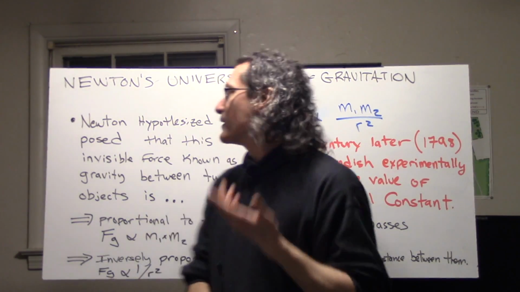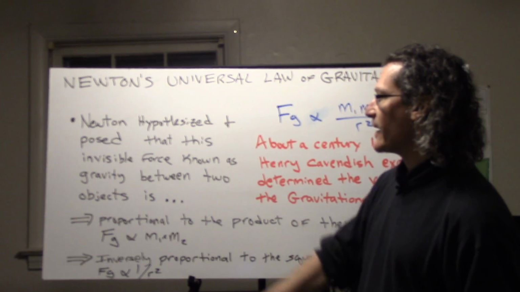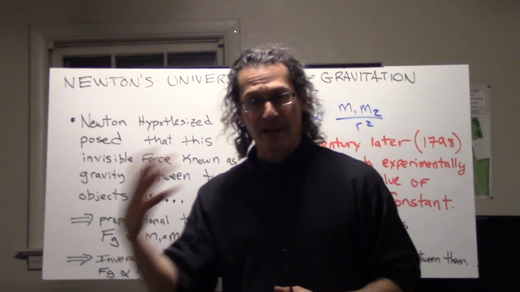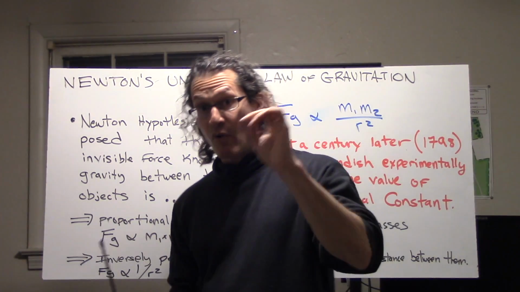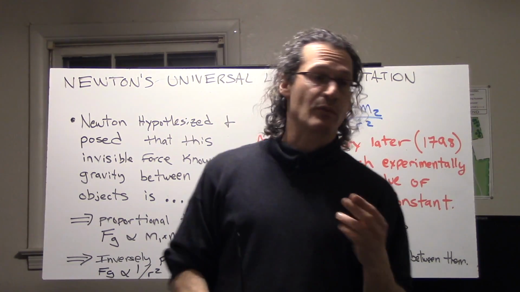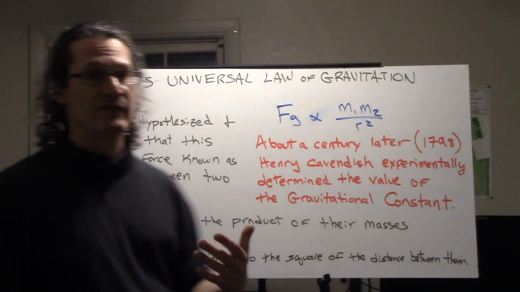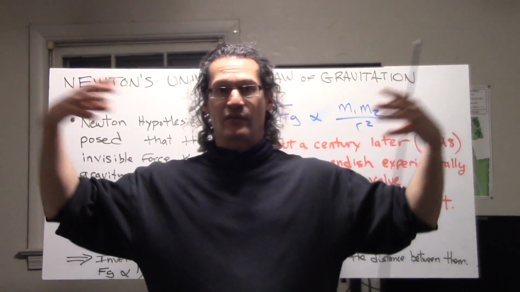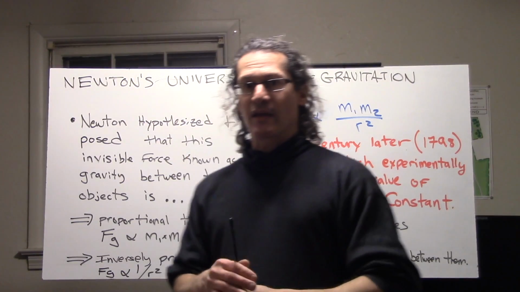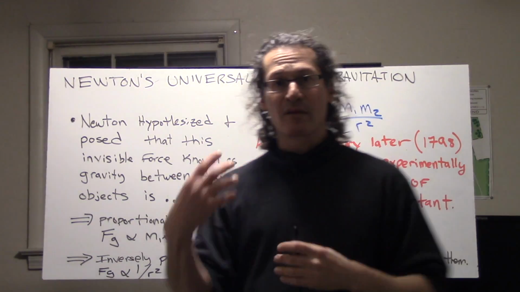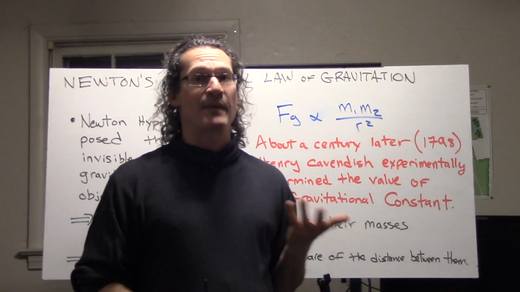And what he hypothesized and posed was that this invisible force, which is gravity between two objects, is proportional to two things. One thing is that it's proportional to the product of their masses. So let's say you have two objects and they're separated by some distance. The force of gravity between them is proportional to the product of their masses. So mass 1 times mass 2.